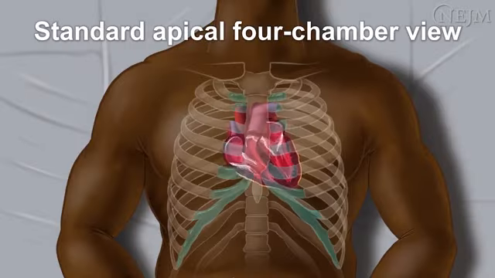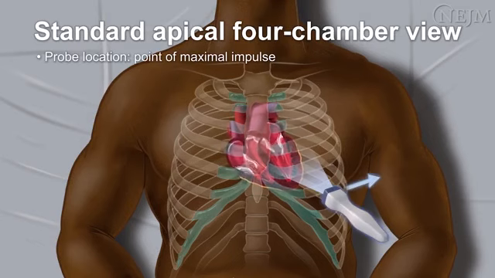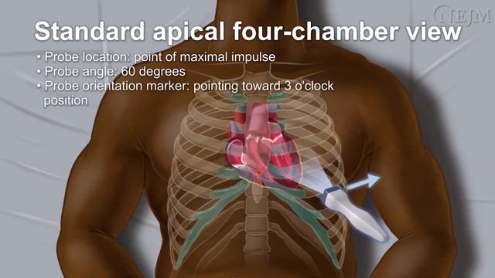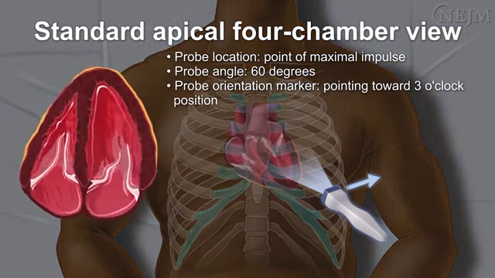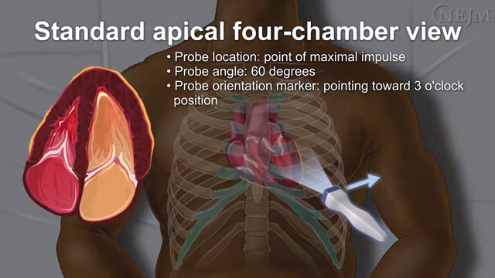To obtain an image in the standard apical four-chamber view, place the probe over the point of maximal impulse. Hold the probe at an angle of 60 degrees relative to the chest wall, facing the sternal notch, with the orientation marker pointing toward the 3 o'clock position. Optimize the image to see all four chambers of the heart: the left atrium, left ventricle, right atrium, and right ventricle.